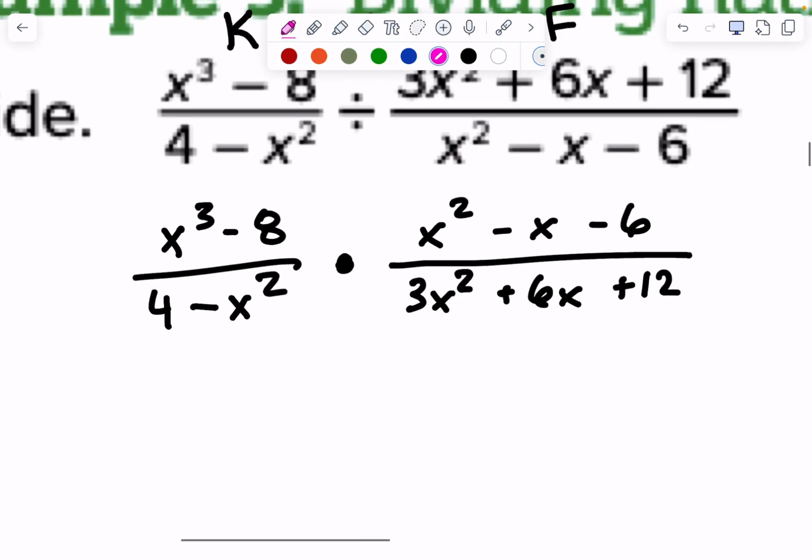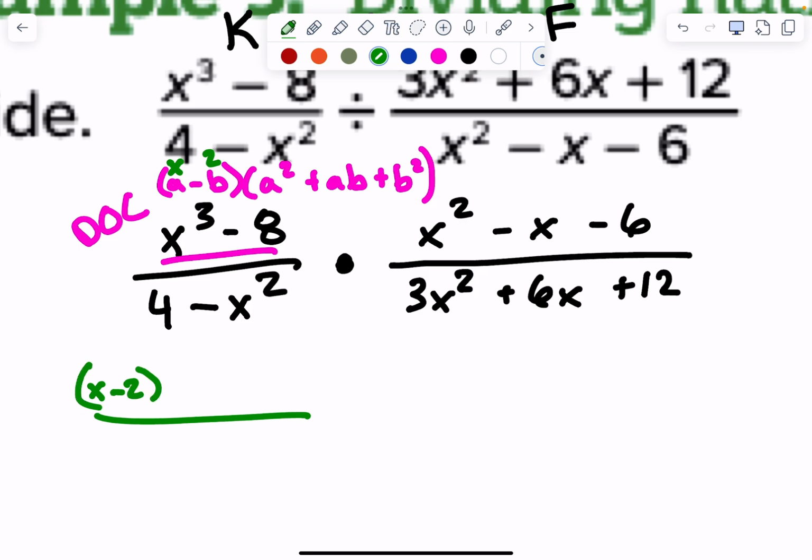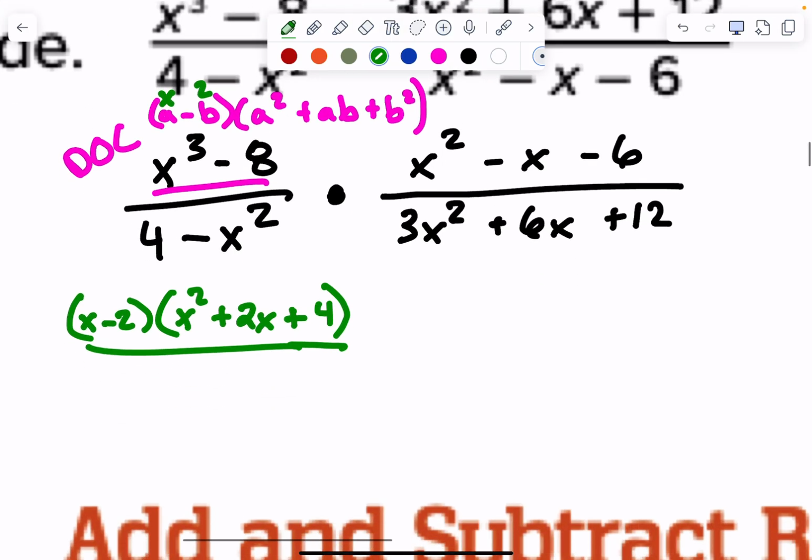So let's dissect some stuff. What is x cubed minus 8? Difference of cubes. All right, I'm going to write the formula in here. It is a minus b times a squared plus ab plus b squared. Do you have this memorized? You don't have to have it memorized, but there's that. Okay, what is a? x. And what is b? 2, right? So this top part is x minus 2, times a squared, which is x squared, plus 2x plus 4. And then the bottom is a difference... All right, now hold on real quick.